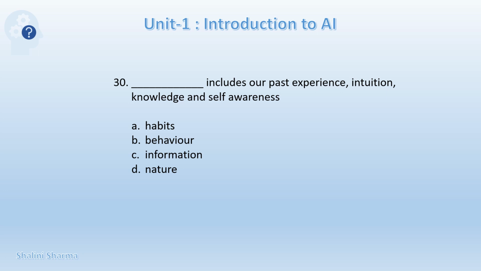Dash includes our past experience, intuition, knowledge, and self-awareness. The options are option A. Habits, option B. Behavior, option C. Information, option D. Nature. Correct response is information. Information includes past experience, intuition, knowledge, and self-awareness.